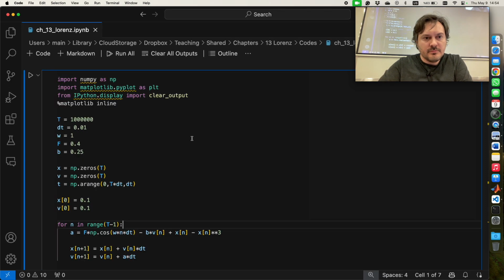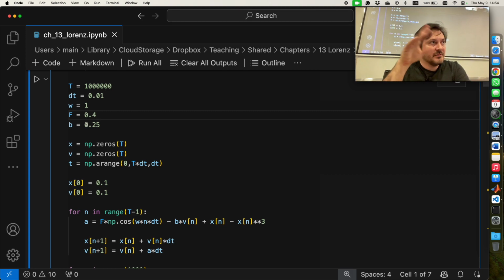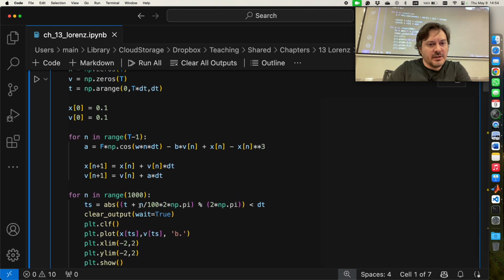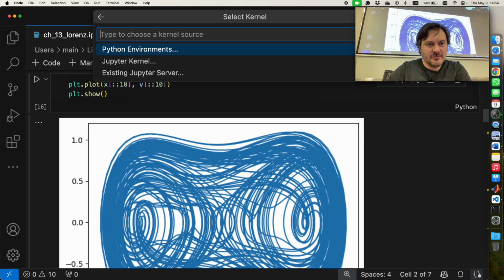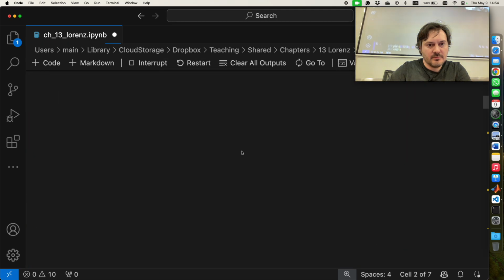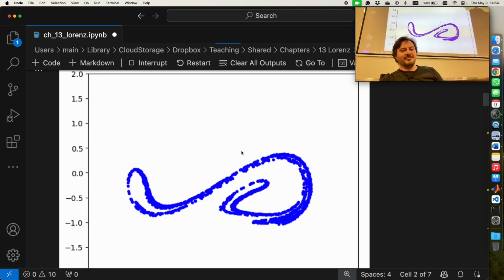So, what do we have here? We have these parameters. There is the force, there is the omega, dt, the b in front of the friction part. We start from an initial condition and okay, let me just run it and you will see a very nice thing going on. There you go.